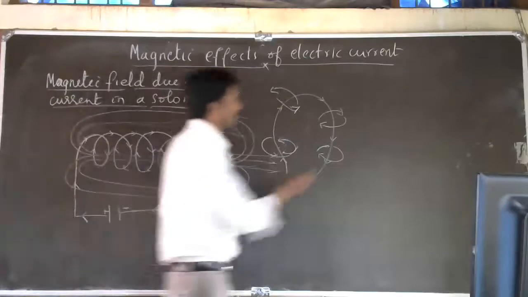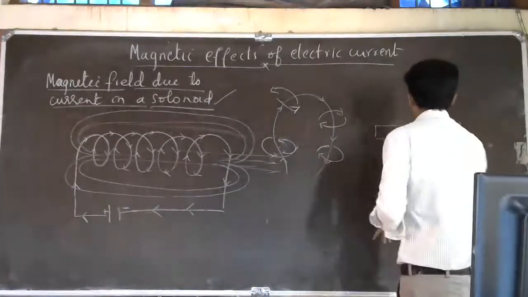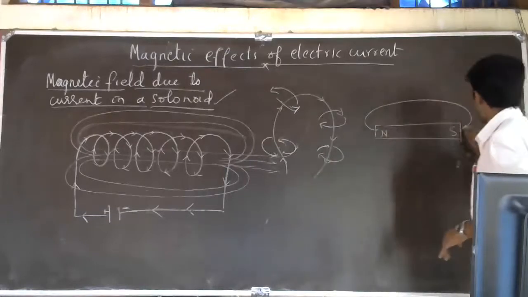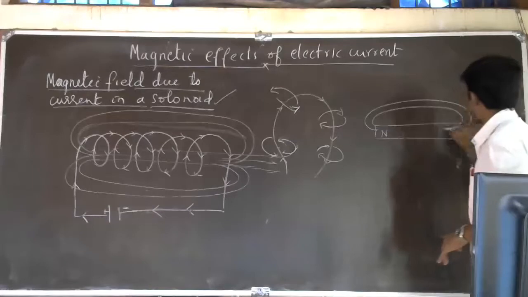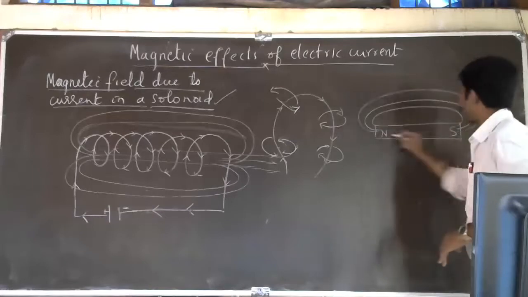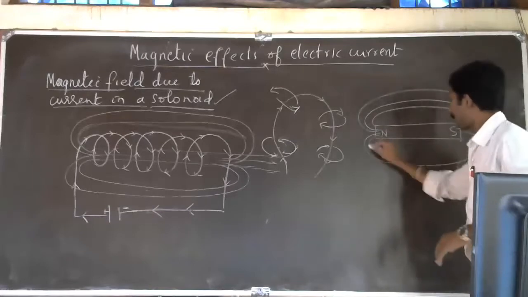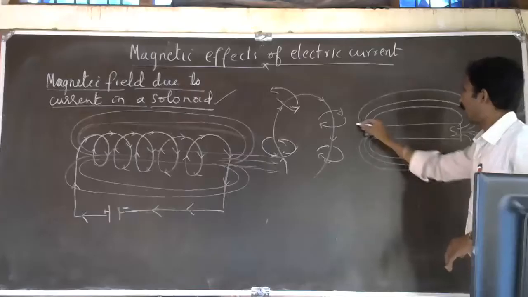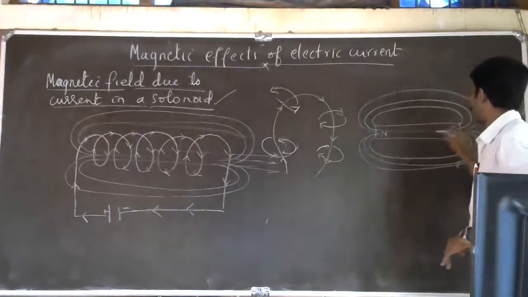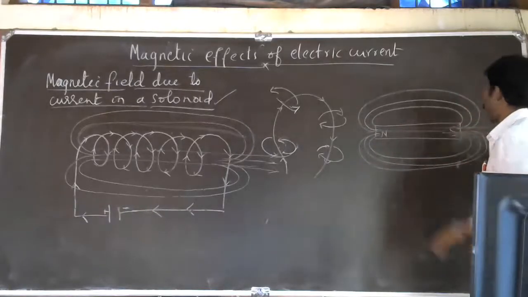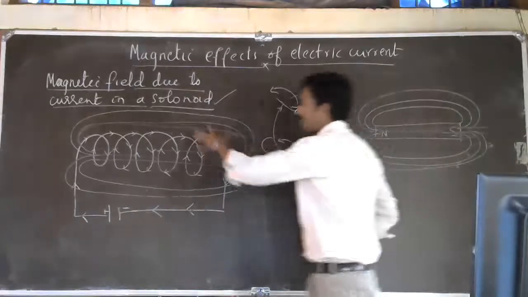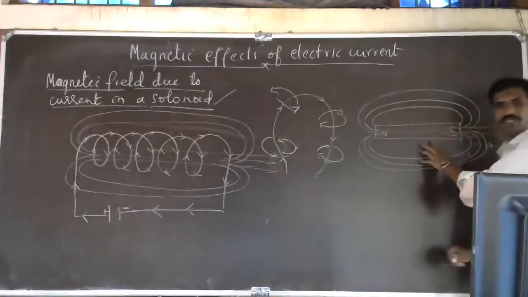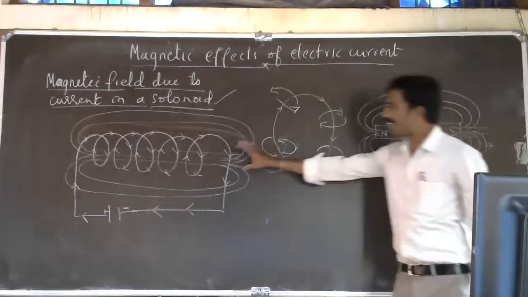How is it produced in a bar magnet? So this is a bar magnet. From the north, it emerges and merges in the south. See, like this. So in the solenoid, the magnetic field resembles the magnetic field of the bar magnet. It means a solenoid acts as a bar magnet only.